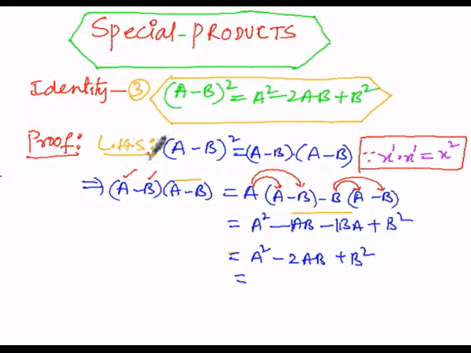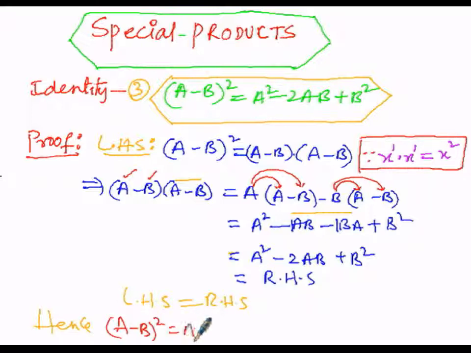So, we took the LHS and reached the RHS, a square minus 2ab plus b square, which is nothing but the right hand side. In this manner, the left hand side quantity equals the right hand side quantity. Hence we proved (a minus b) whole square equals a square minus 2ab plus b square. So, we proved it algebraically. Now, we are going to prove it geometrically.